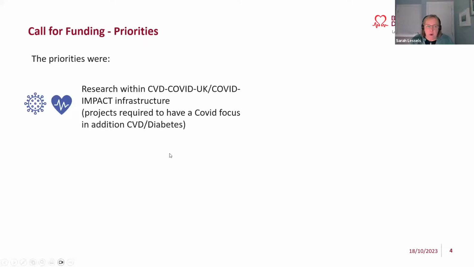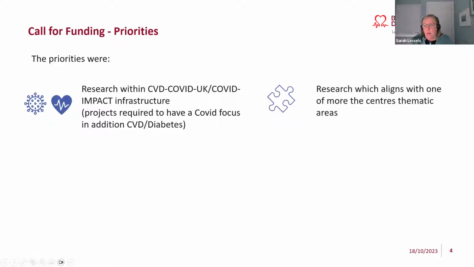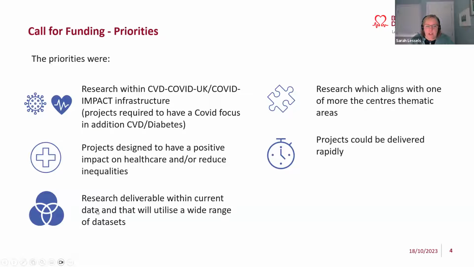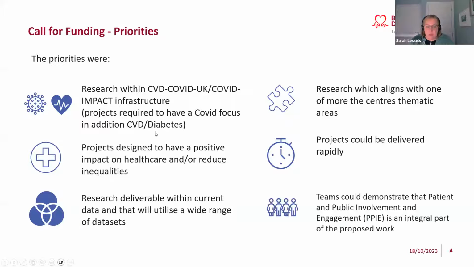The priorities across this call for funding were research within the CVD COVID UK COVID impact infrastructure, so projects needed to have a COVID focus in addition to cardiovascular or diabetes. We wanted research which aligned with some of the centre's thematic areas, projects designed to have a positive impact on healthcare and/or reduce inequalities, projects that could be delivered rapidly within the current data and that would utilise a wide range of the data sets available. We also wanted teams to demonstrate that patient and public involvement and engagement is an integral part of their proposed work.